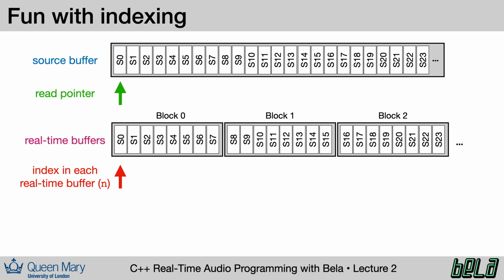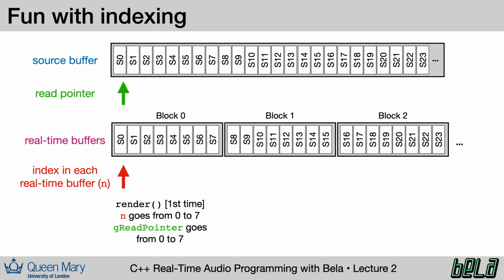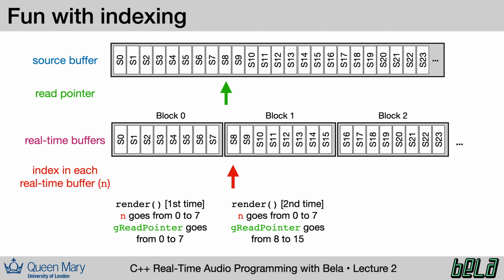So what we're going to do initially is we are going to move the read pointer forward, copying samples from the source buffer into the real-time buffer. And during this process, n is going to go from 0 to 7 at the same time as gReadPointer goes from 0 to 7, like so. So when we finish this, we will have copied the first 8 samples from the source buffer into our real-time audio output. Now to copy the next 8 samples, it's going to happen in the next call to render. And this time, we need our read pointer to start where we left off, i.e. pointing to sample number 8 in the original source buffer. But of course the value of n is going to reset to 0 because we're going to fill a new buffer in our render function, like so.